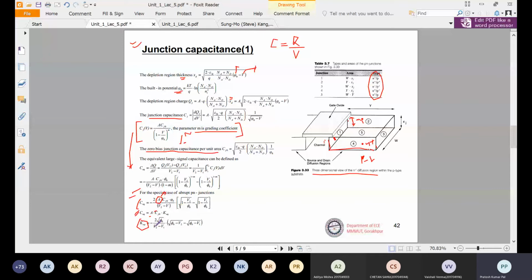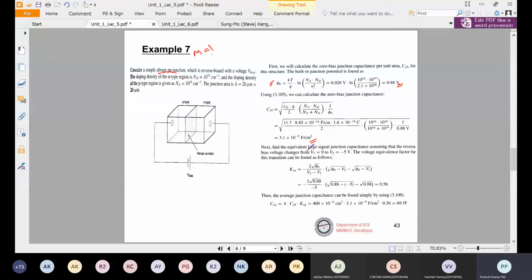We need the voltages applied at the biasing, that is, the range over which it is being changed, and phi naught is the built-in potential. From there we can find K equivalent. If no voltage range is given in the question, we can assume one. So we assume the values, put them in, and find the K equivalent.